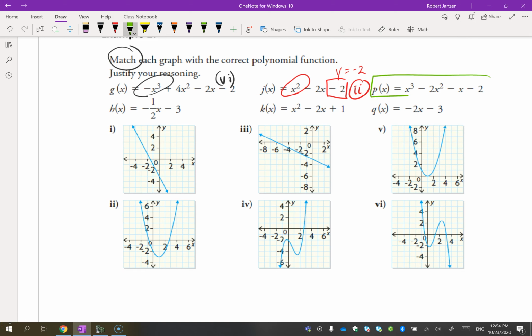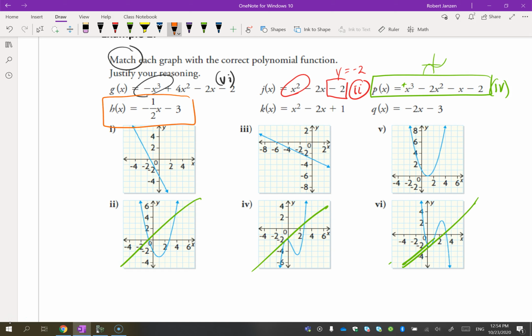Alright, this graph is a cubic graph. It's a positive lead coefficient, so I know it's a graph that looks like this. You can see that it's the 5th one. Okay, so we've now eliminated this one, we've eliminated this one, and we've eliminated this one. Okay, let's do the next one.